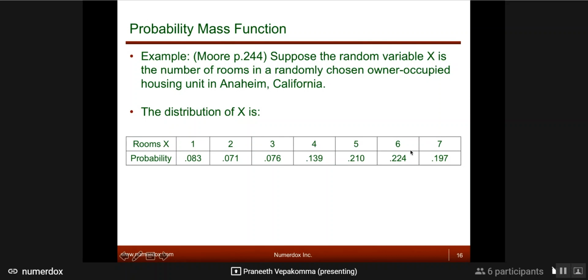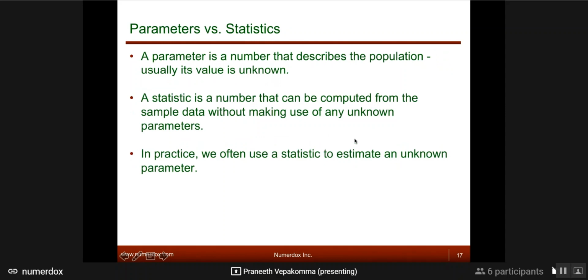And these are preset, you're only taking between 1 and 7. You're not taking 6.5 rooms. Then it would have been a continuous case. And it does not fit the situation because it's not a continuous phenomenon. The phenomenon is discrete. Now, parameters with statistics, right?